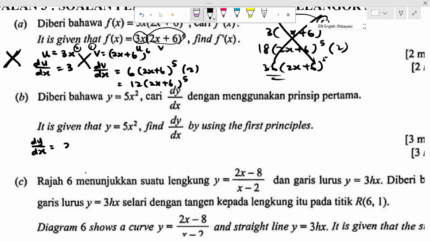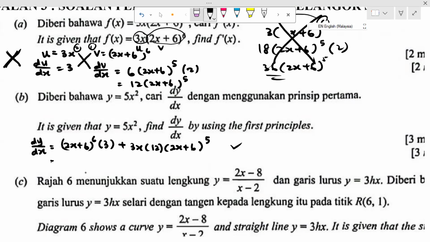So it is (2x plus 6) raised to the power of 6, times 3, plus the other one, 3x, times 12, (2x plus 6) raised to the power of 5. When we reach here, you got your first point.